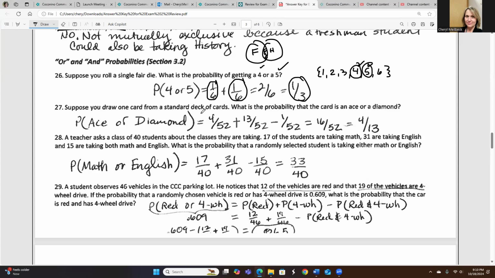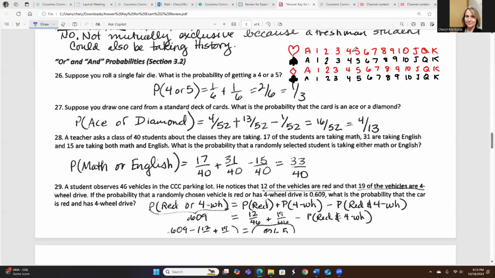On problem 27, it says, suppose you draw one card from a standard deck of cards. What is the probability that that card is an ace or a diamond? Well, let's look at the sample space for cards. Let's draw that out. So here we see our sample space for drawing one card.